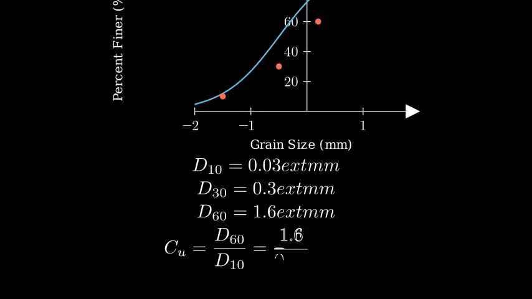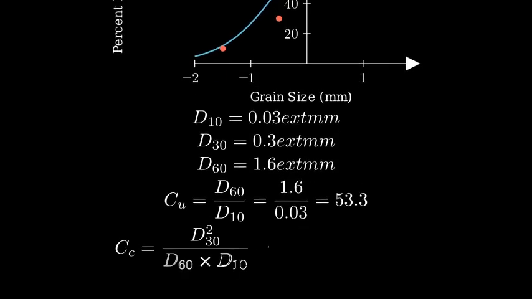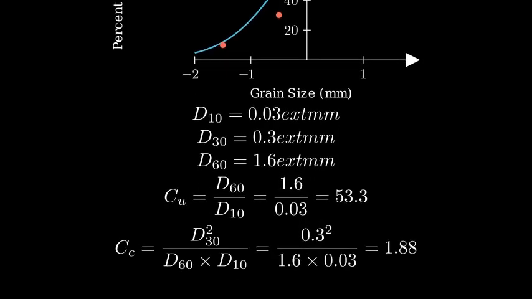The uniformity coefficient Cu equals D60 divided by D10. This gives us 1.6 divided by 0.03, which equals 53.3. The coefficient of gradation, Cc, equals D30 squared, divided by D60 times D10. This gives us 1.88. Let's classify our soil using both the AASHTO and USCS systems.